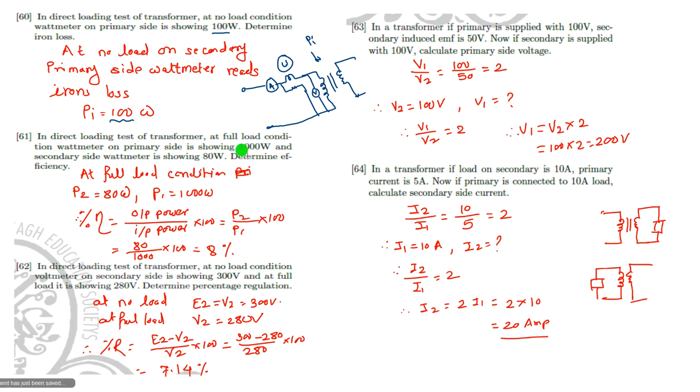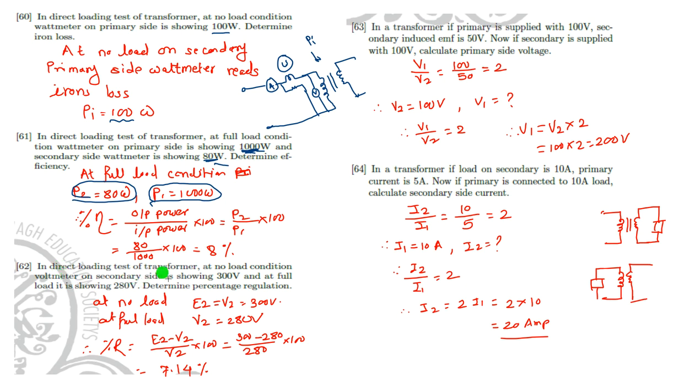Okay, in direct loading test of the transformer at full load condition, wattmeter is showing 1000 watt on the primary side, so P1 power is 1000 watt, and secondary side power is P2 watt. Keep in mind, efficiency is always calculated as output power upon input power, so it must be active power. It should not be S2 upon S1, it should be P2 upon P1. So P2 is given as 80 watt, and P1 is given as 1000. So 80 divided by 1000 into 100. So here the efficiency is only 8%. This is showing a very high value and this is showing a very low value, but this is the output and this is the input. So output power divided by input power into 100.